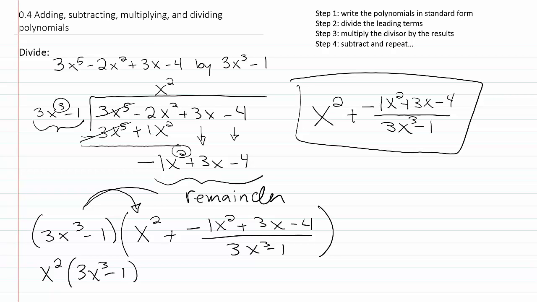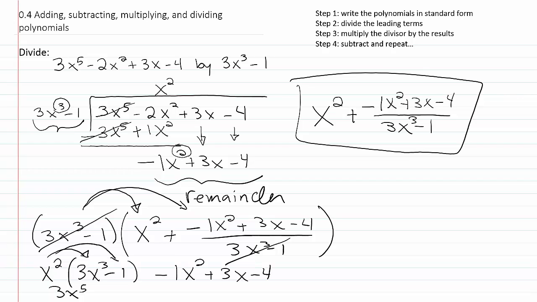And then the second result I'll get is basically 3x to the third minus 1 times this fraction, but the reality is that this whole piece will cancel out with this whole piece, leaving just minus 1x squared plus 3x minus 4. Now if I distribute my x squared times my 3x to the third, I'll end up with 3x to the fifth, and then x squared times negative 1 is just negative x squared, and then I have minus x squared plus 3x minus 4.